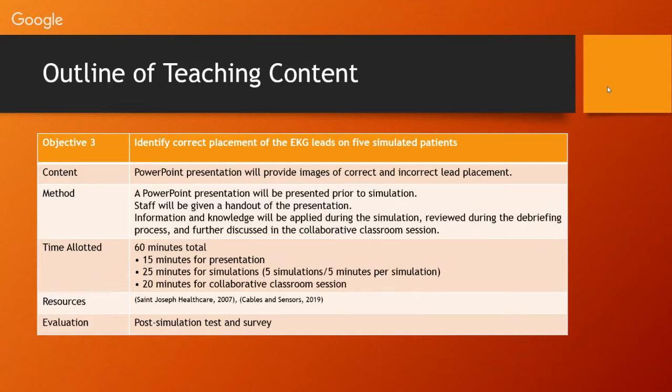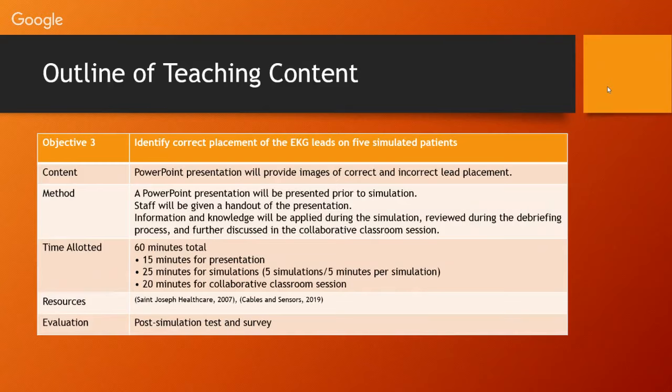The staff will be given a handout of the presentation, then information will be applied during the simulation, reviewed during the debriefing process, and then discussed once again in the collaborative classroom session. Total time allotted for the entire presentation is 60 minutes total. This objective will be evaluated with a post-simulation test and survey.